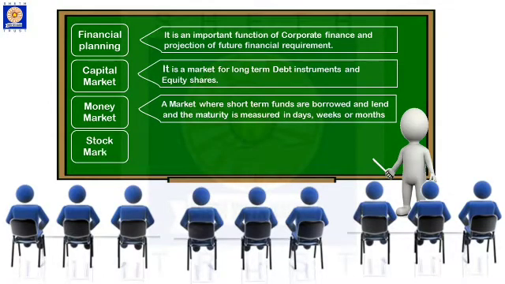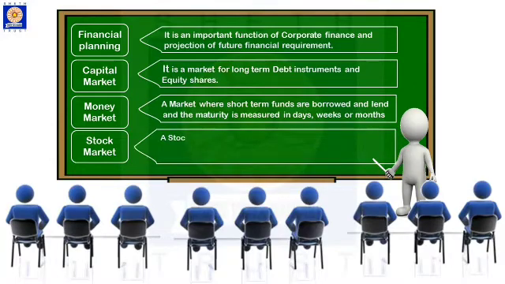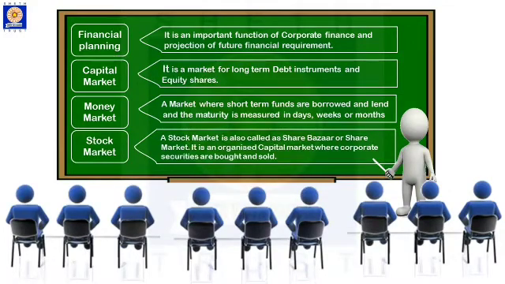Stock market. It is a market where securities are traded in a systematic manner. Securities like equity shares, preference shares, debentures, bonds, public deposits, etc. Stock market is also called share bazaar or share market. So, here we can see that corporate finance not only involves activities of raising of finance and investment of those finance, but it also includes financial planning, capital market, money market, and stock market.